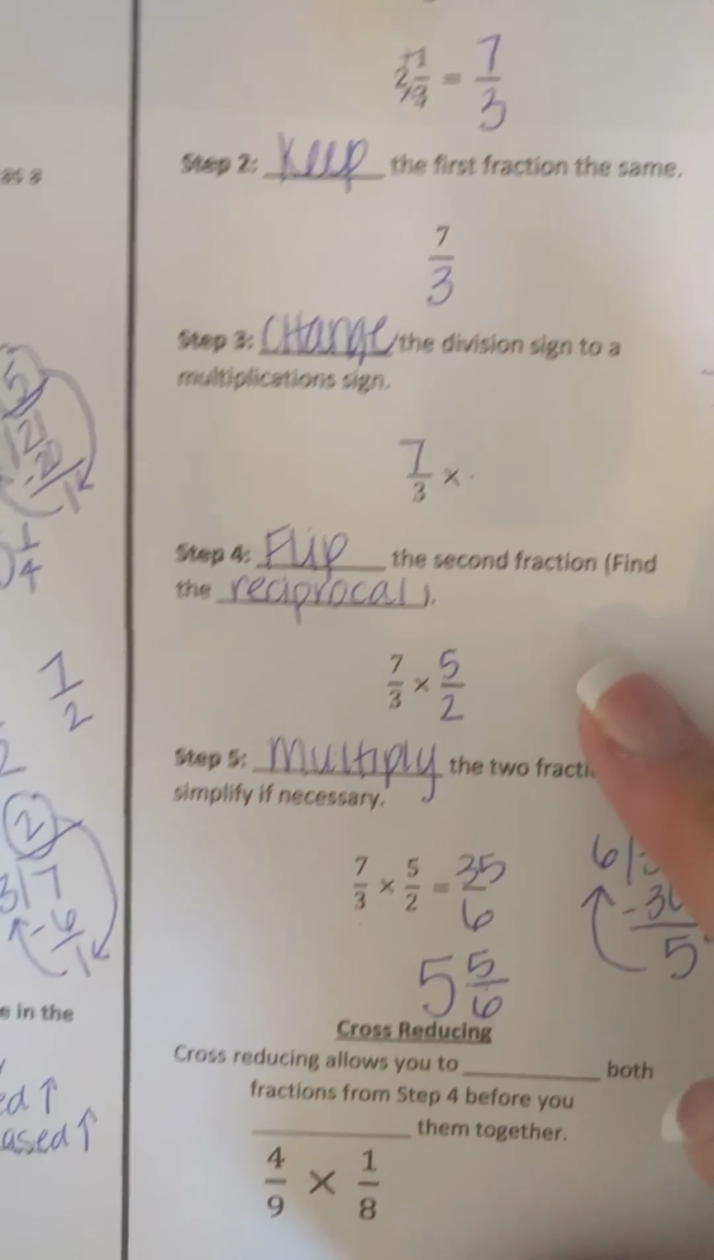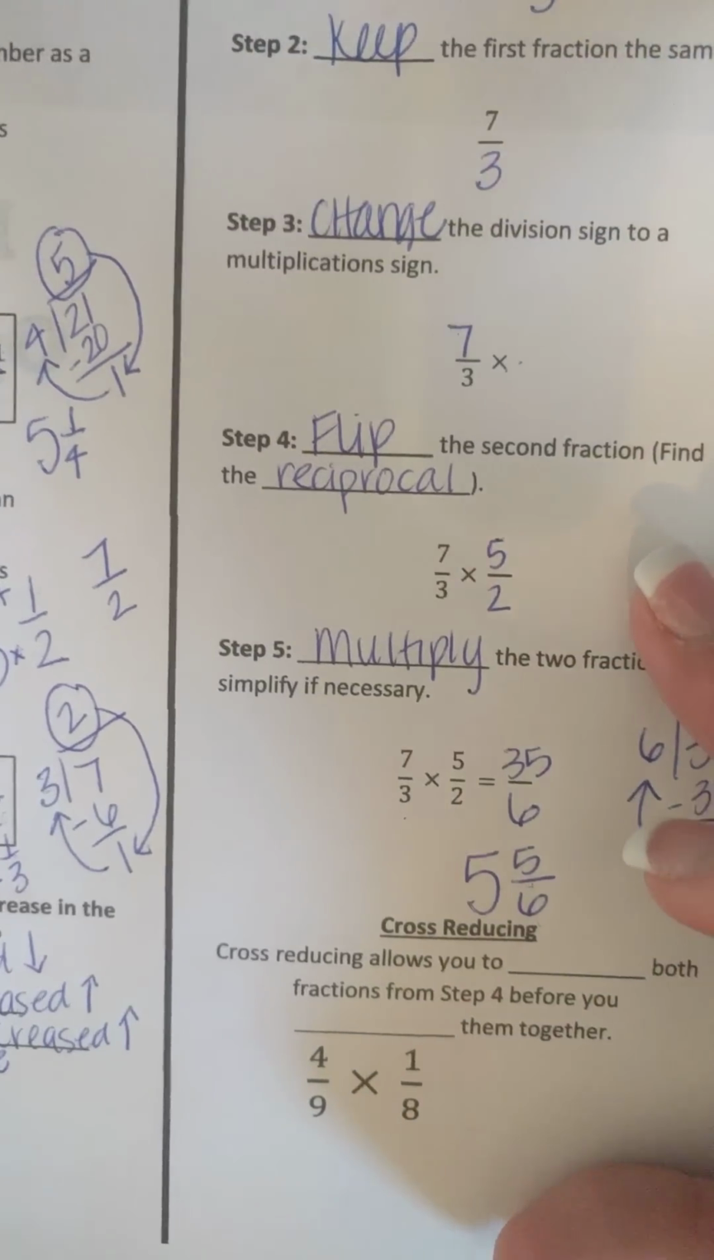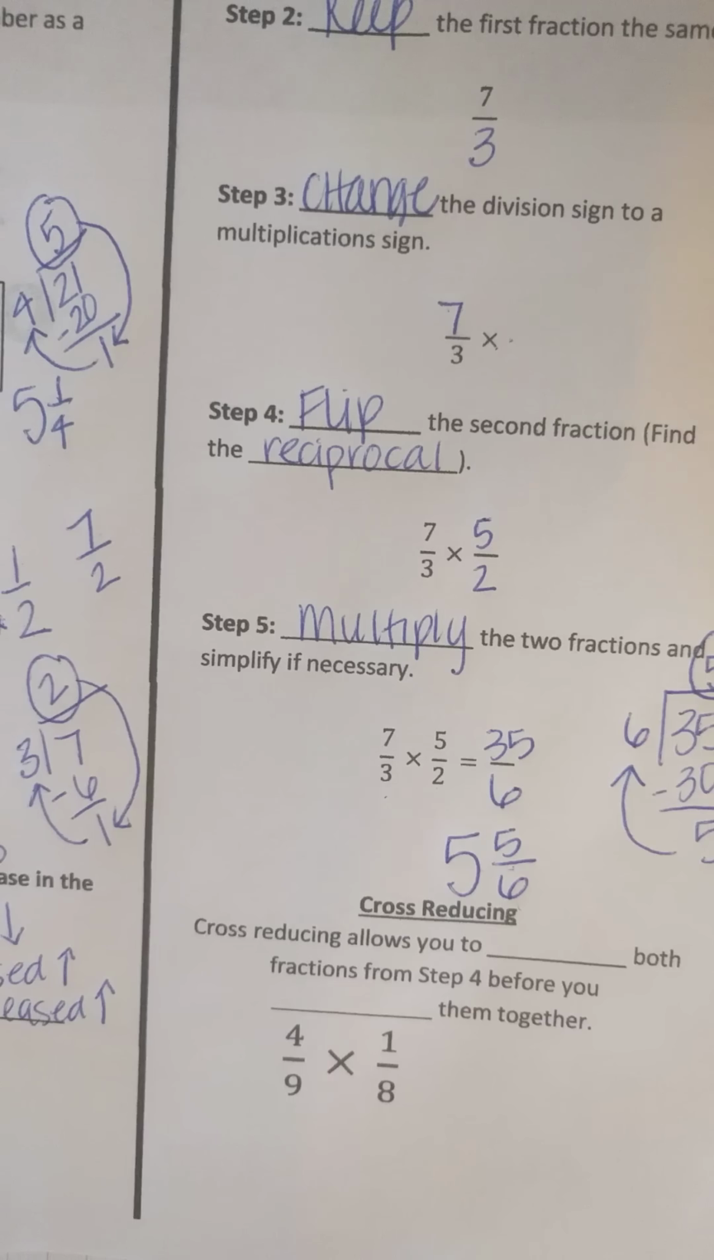Okay, this is cross reducing. And this may work for some people. It may make sense to you. If it doesn't make sense to you, please don't get hung up on it. Just disregard it and go back to the way that we are dividing fractions up here. But for some of you, this may make a lot of sense too.